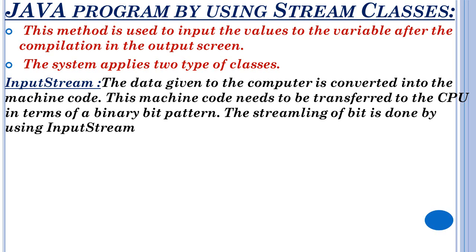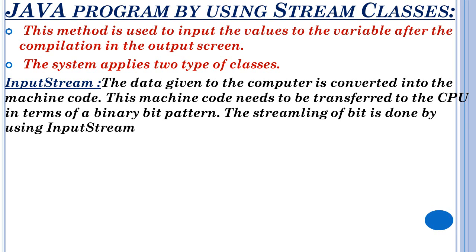What is the use of this? We type the program in our own language, right? That needs to be understood by the computer. So the data given to the computer needs to be converted to machine code. Machine code means 0 and 1, right? This machine code needs to be transferred to the CPU in terms of binary bit pattern. Binary bit pattern means order-wise: first 0 will go, next 1 will go, next again 0 will go, like that. Bit by bit needs to enter the CPU.